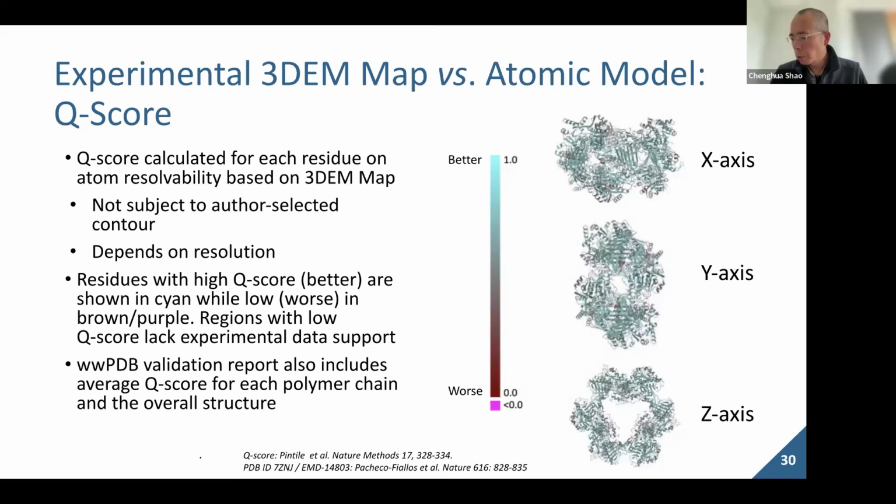The scale of Q-score is usually between 1 and 0, with 1 indicating better goodness of fit. And similarly, the validation report used the color scheme to indicate high or low Q-scores. Residues with dark colors are the ones like experimental data support and should be examined.